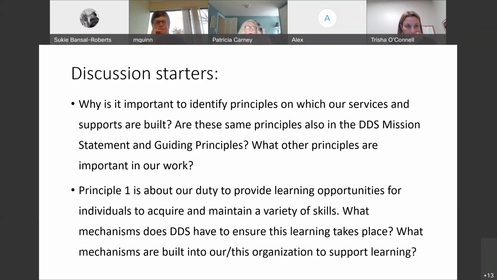Those two are very comprehensive. You may identify something that you have noticed in your work that's a sort of foundational principle of your work that isn't covered in those two general principles.